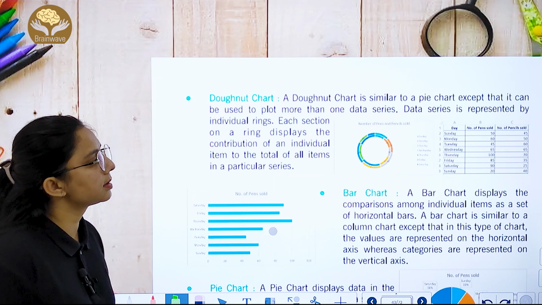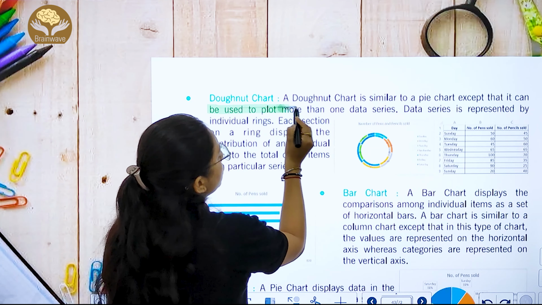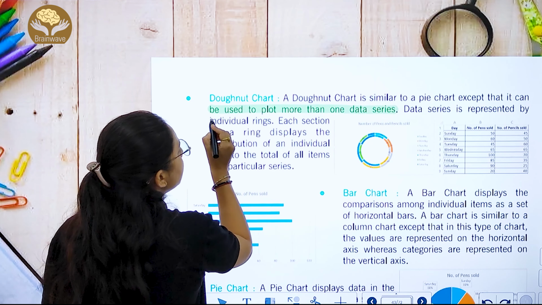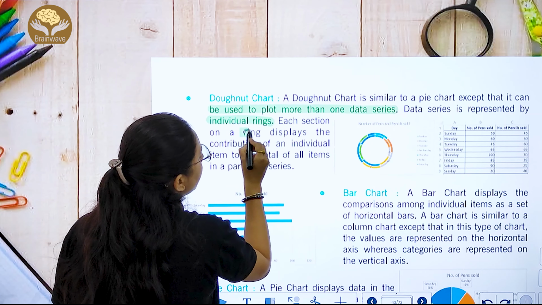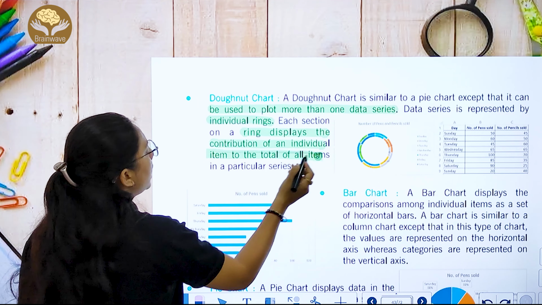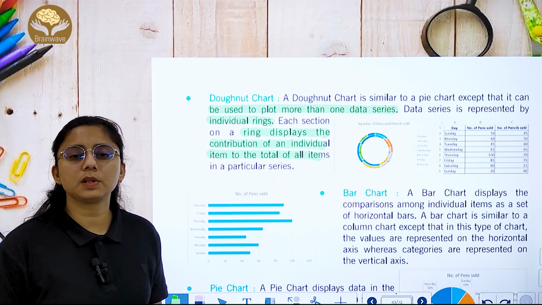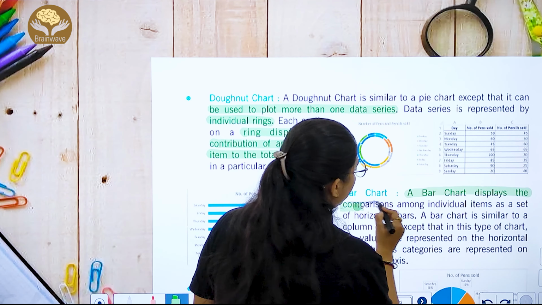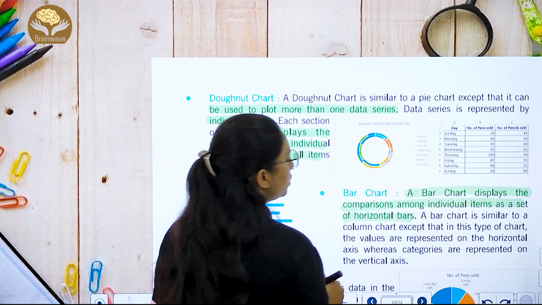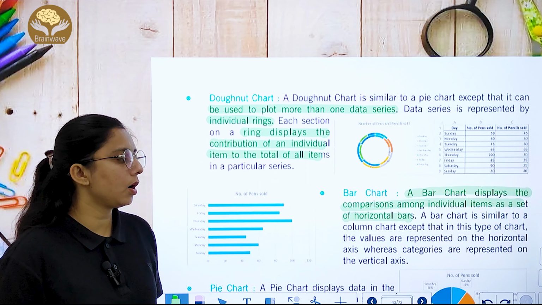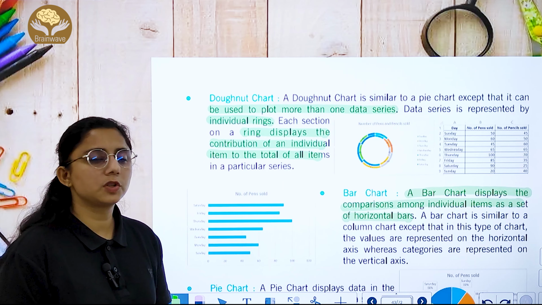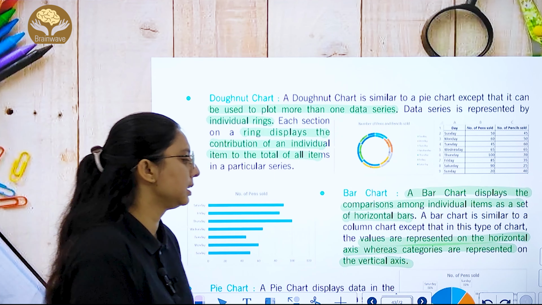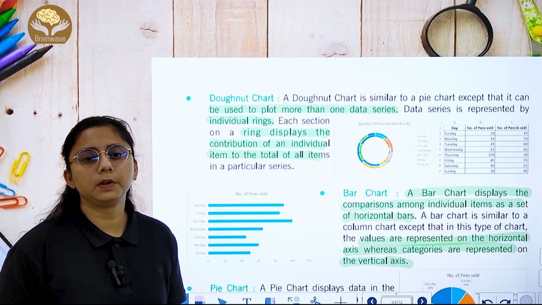Doughnut chart. It is similar to a pie chart except that it can be used to plot more than one data series. Data series is represented by individual ring. Each section on a ring displays the contribution of an individual item to the total of all items in a particular series. Bar chart. A bar chart displays the comparison among individual items as a set of horizontal bars. A bar chart is similar to a column chart except that the values are represented on the horizontal axis and the categories are represented on the vertical axis.